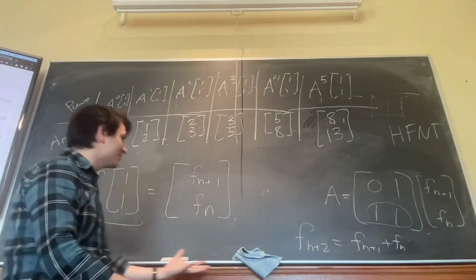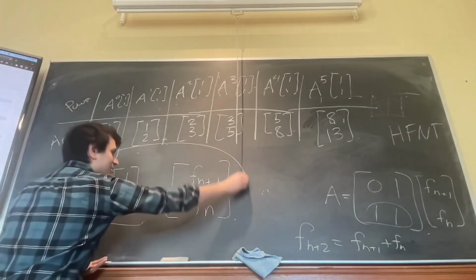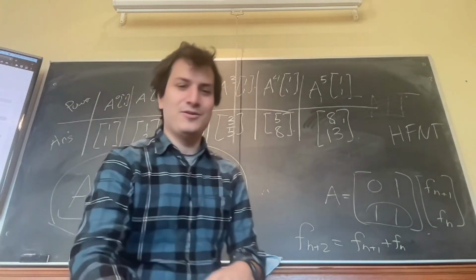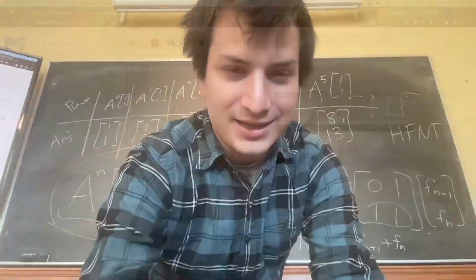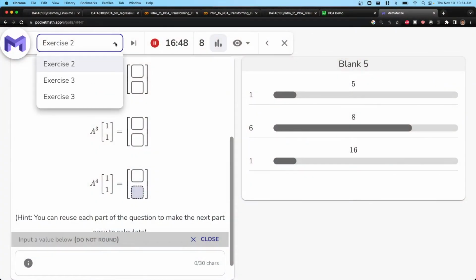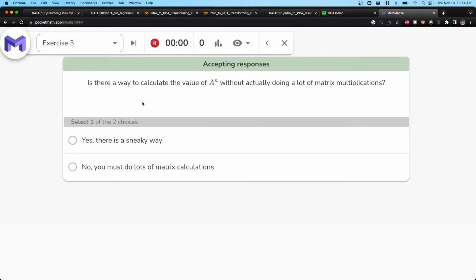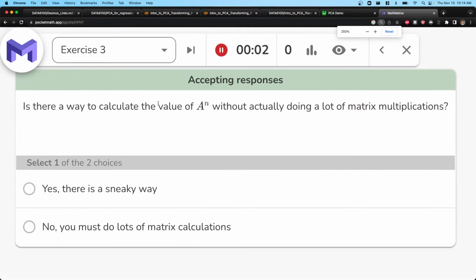But now the question is, can we do better? Can we do something better? I want you to think if you can do something better, and then in Mathematize, you tell me, can we do better? That's the question. Is there a way to calculate the value of a to the n without actually doing a lot of matrix multiplication? And your options are yes or no.